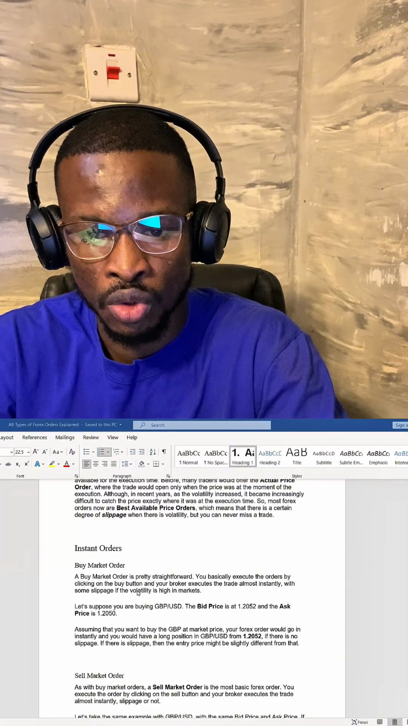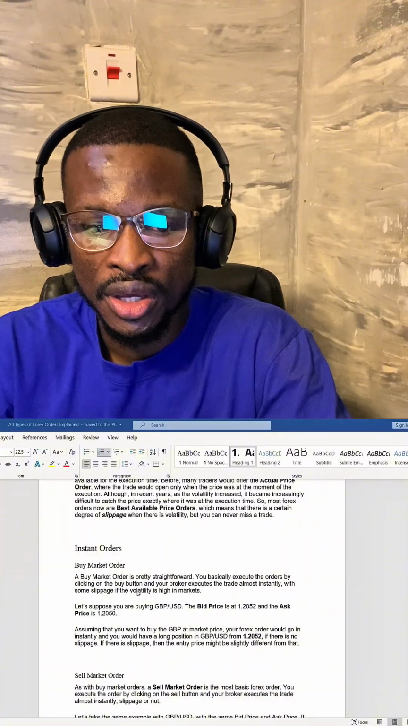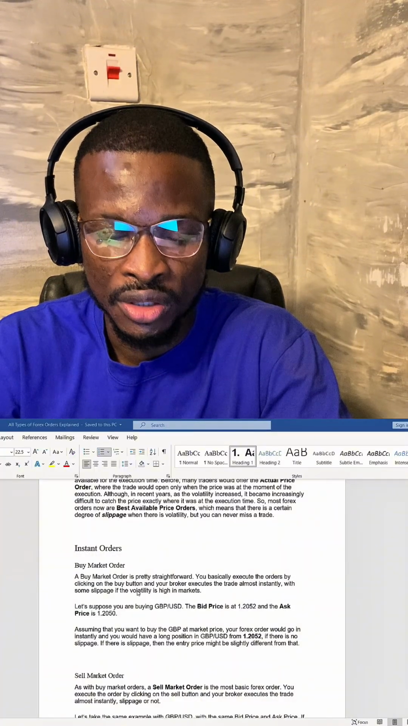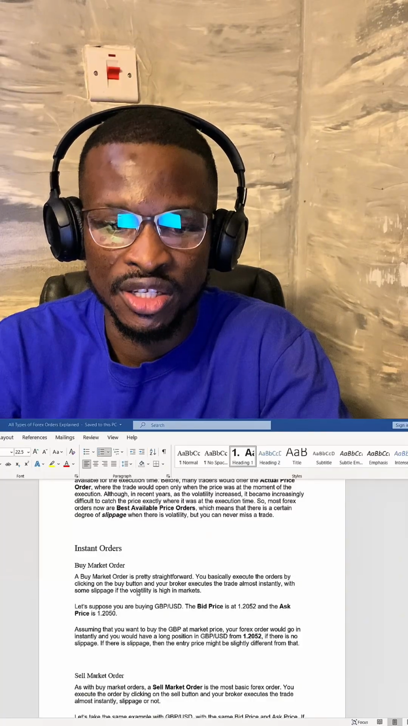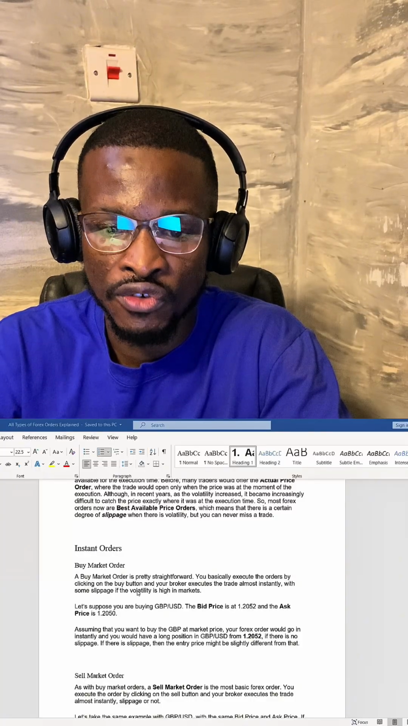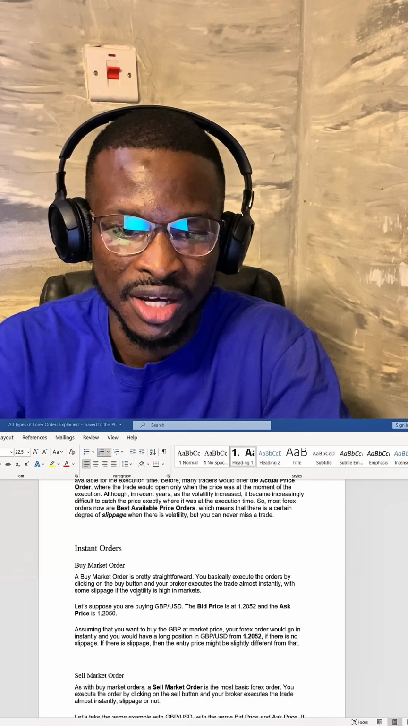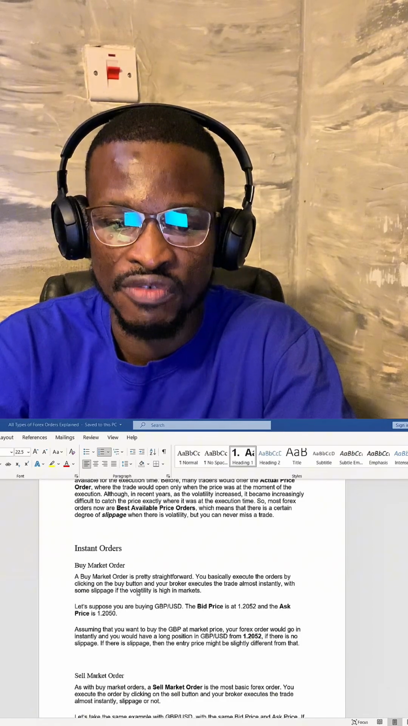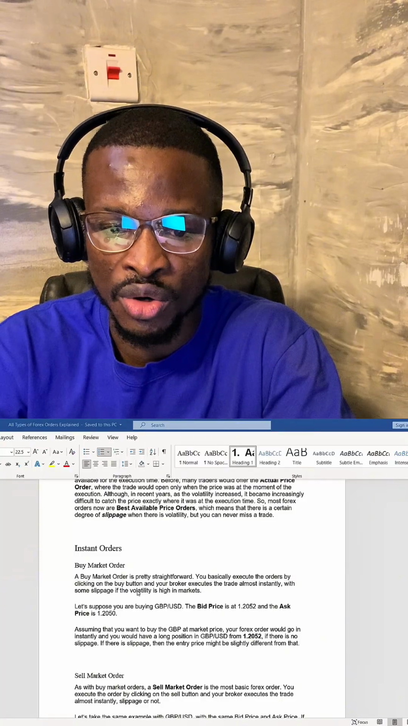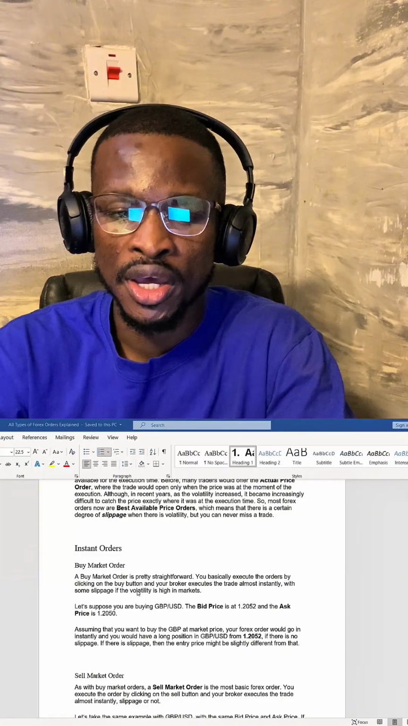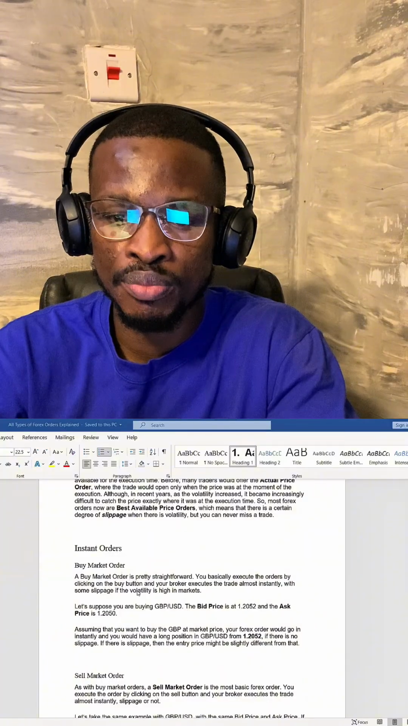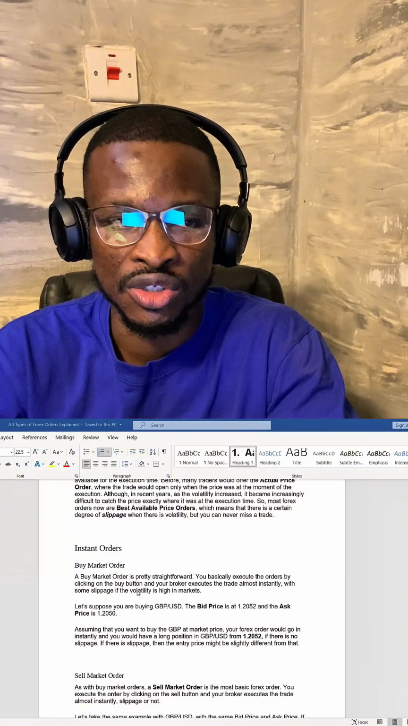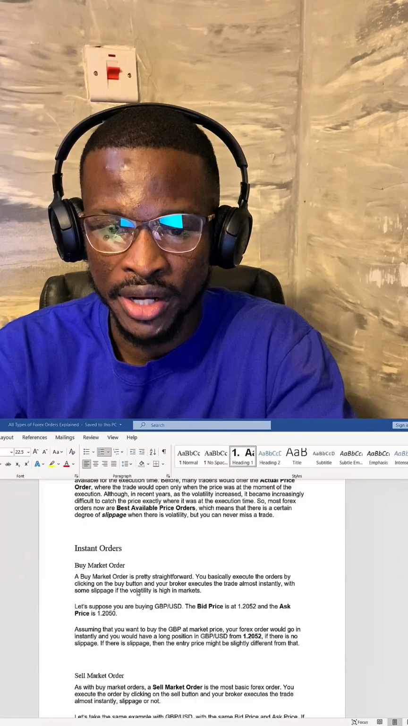Suppose the bid price is 1.2052 and the ask price is 1.2050. Assuming that you want to buy the GBP at market price, your Forex order will go in instantly and you will have a long position in GBP/USD from 1.2052.